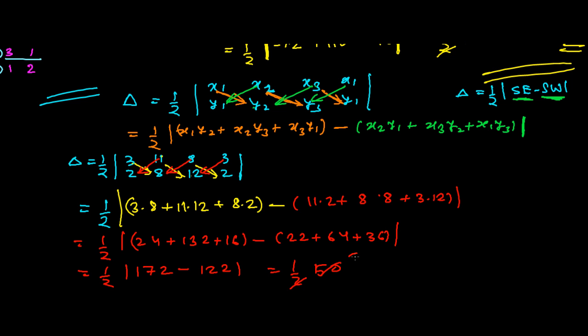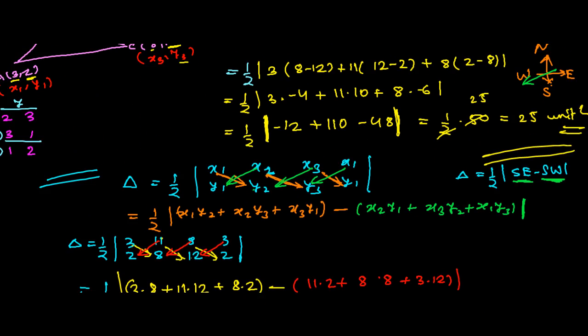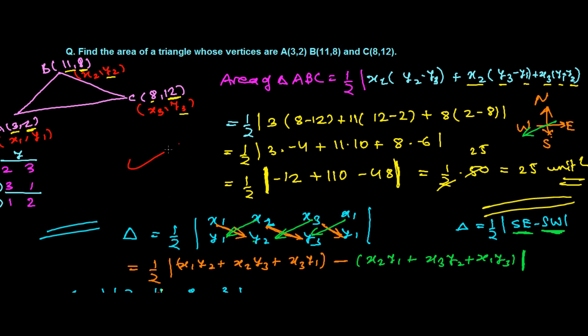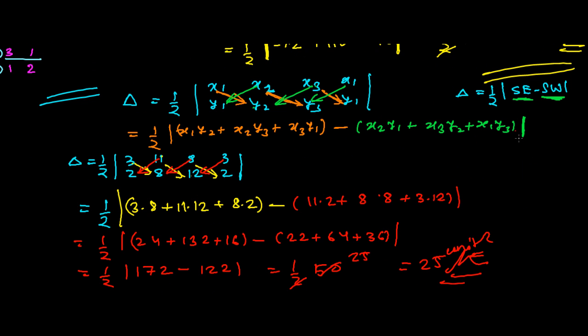And then 2 times 25. So again we got the answer 25 unit square. Unit square, because it's area. So this is how we need to solve, using this trick as well as the normal formula. This is a little bit faster if you practice. You just need to practice: first write southeast, southeast, southeast, and then southwest, southwest, southwest. It's going to be very easy.